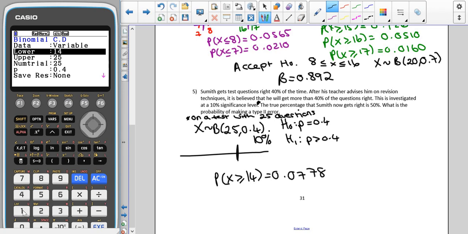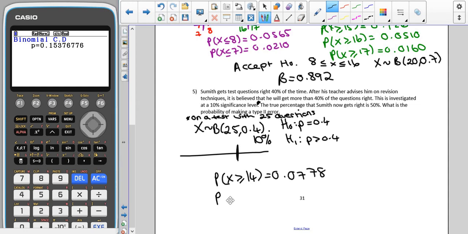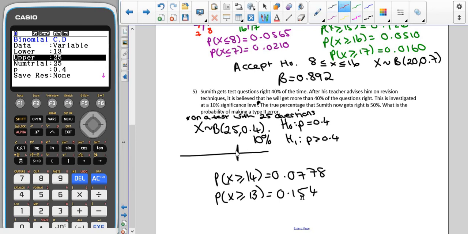So we're going to try 13. So let's try probability of x is greater than or equal to 13. And that gave us 0.154. So that means that 13 is in our accept H0 region, but 14 is our critical value, and then that is the first value in our critical region here. So that means that we would accept H0 when x is less than or equal to 13.